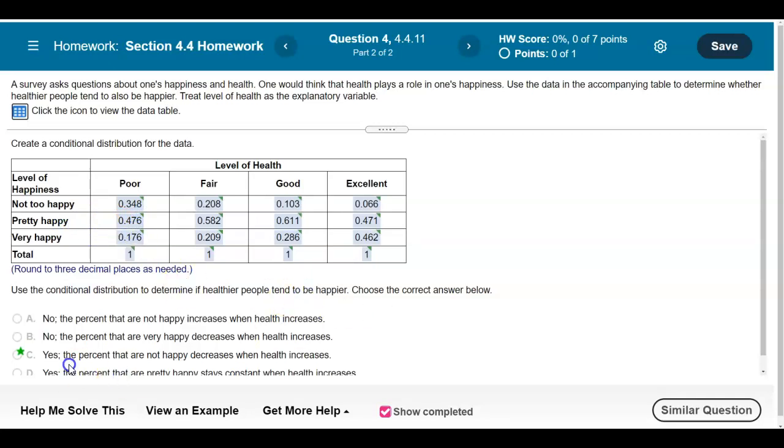So the answer is yes, the percent that are not happy decreases when health increases. As your health increases, we can see that the not happy percentage is decreasing.